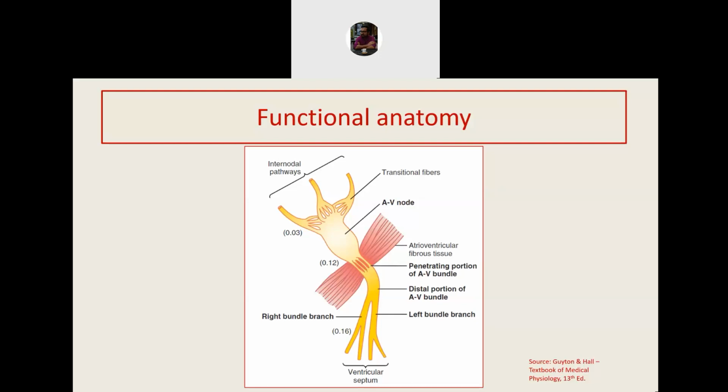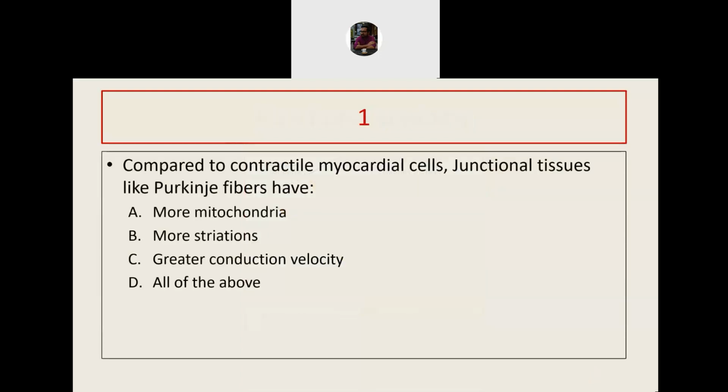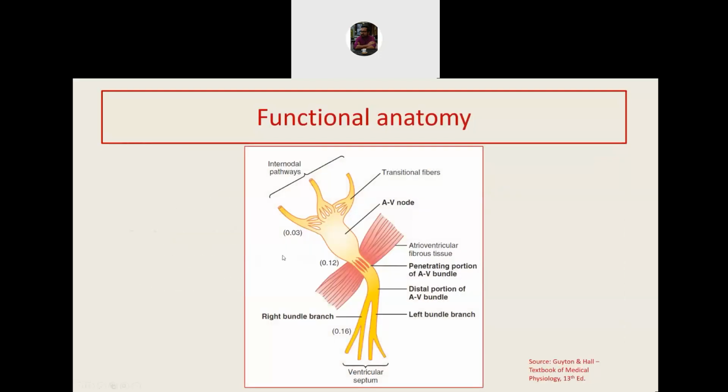This dissociation can be an anatomical disruption. It can also be a functional disruption that happens in complete heart block due to degenerative diseases. The junctional tissues that we can see here, these junctional tissues are very unique. One thing that you can see here clearly is that they are pale tissues. They look more like nerve fibers than like muscle.